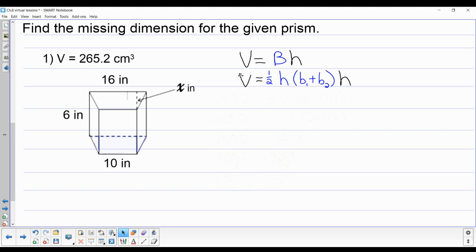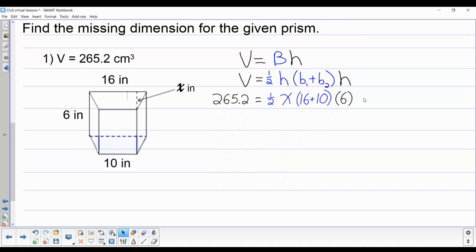Now in this problem, we do know the volume. It is 265 2/10. I'll plug that in, is equal to 1/2. For the height of the trapezoid, I look here, and that is x. I'll then plug in base 1 plus base 2. Now, the trapezoid is our base. Base 1 and 2 are the two sides that are parallel and not equal. That would be the 16 inches here and the 10 inches here. This line is the same measurement as the one that is parallel on the bottom. So I will do 16 plus 10, then times the height of the prism. Now, the distance between the bases is 6 inches. I will plug in 6.